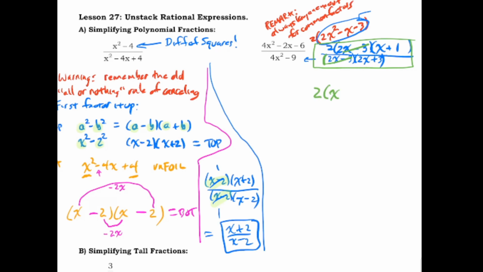2 times an x plus 1, that's your numerator, and then a 2x plus 3. You can put that in parentheses if you want. It's kind of optional, because by default, if you're at the bottom of a fraction, it's understood that you're grouped like this. So whether you put them there or not, it's up to you.